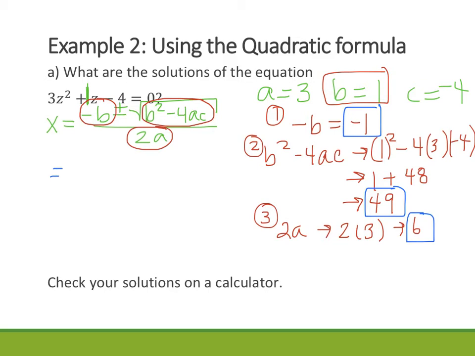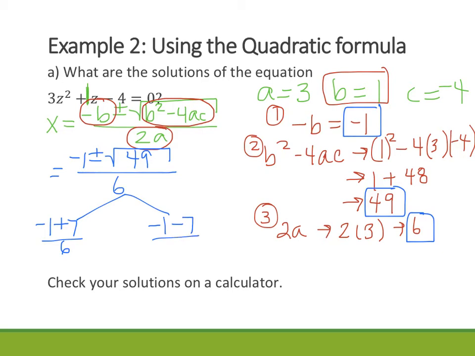So negative b is negative 1, plus or minus the square root of b squared minus 4ac, which is 49, and 2a is 6. Okay, now remember that whenever you solve a quadratic equation, you're going to come out with this plus or minus situation, which splits your answers into 2 parts. So here I have negative 1 plus 7 divided by 6, and negative 1 minus 7 divided by 6.